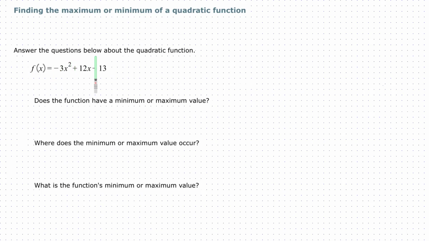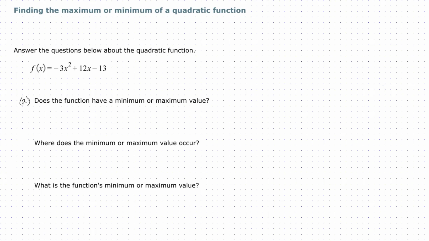Answer the following questions below about the quadratic function. f of x is equal to -3 times x squared plus 12x minus 13. There are three questions here. Does the function have a minimum or maximum value? And how can we tell? So part A. How do we answer part A?